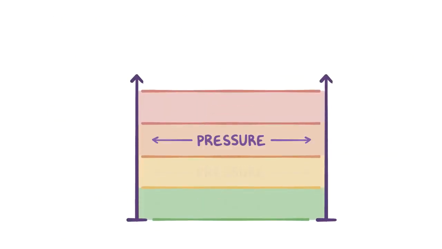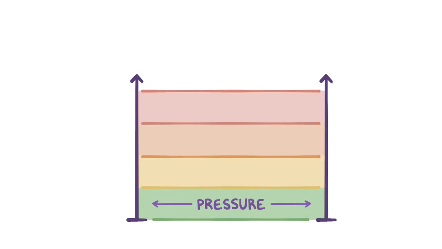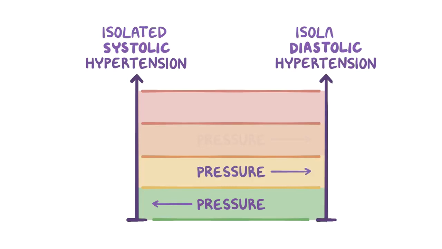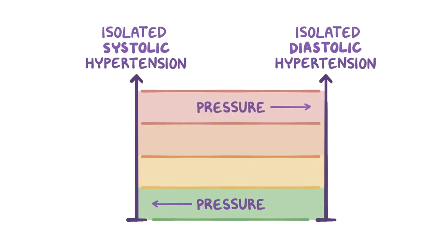Typically, both systolic and diastolic pressures tend to rise or fall together, but that's not always the case. Sometimes you can have systolic or diastolic hypertension, when one number is normal and the other is really high. This is referred to as isolated systolic hypertension or isolated diastolic hypertension.